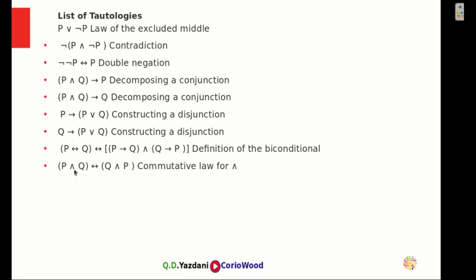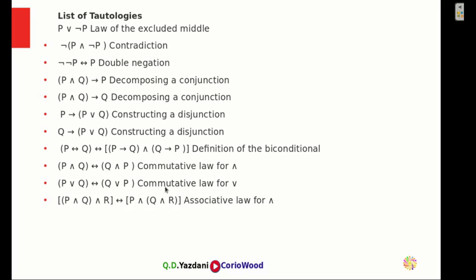The bottom one here is P and Q, if and only if Q and P, which is the commutative law of and, the commutative law of conjunction. P or Q, if and only if Q or P, is the commutative law of or, which is disjunction. When we get to the advanced levels, in a future video we are going to see what the commutative law and the distributive laws are.